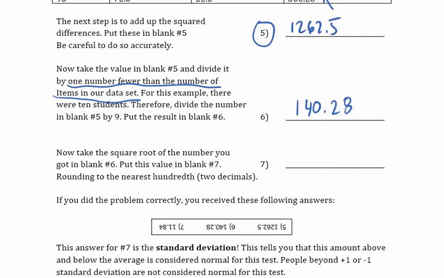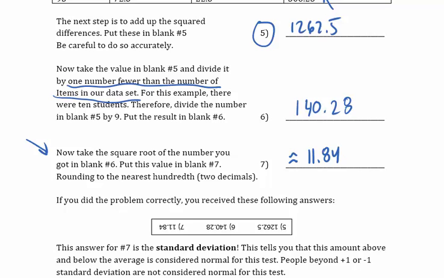Okay, question 7 now. Now we are going to take the square root of that value that we have in 6. Once we take the square root here, then we are going to have the standard deviation. So go ahead and take the square root of 140.27 repeating, or 140.28, and we will get approximately 11.84. So that is our standard deviation for this data set.